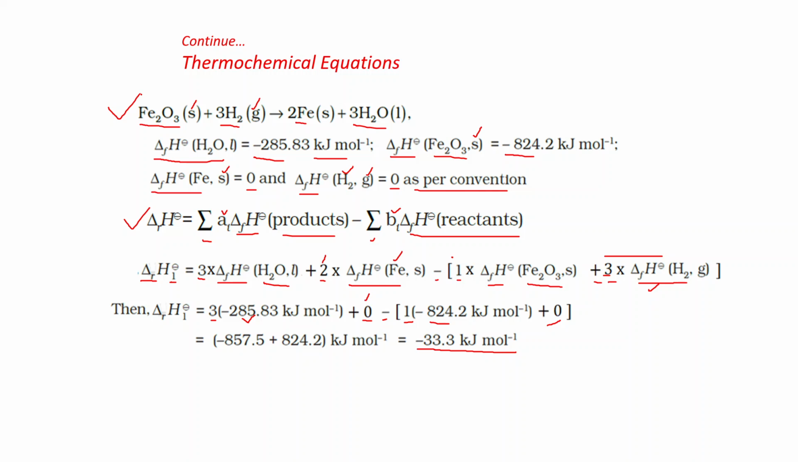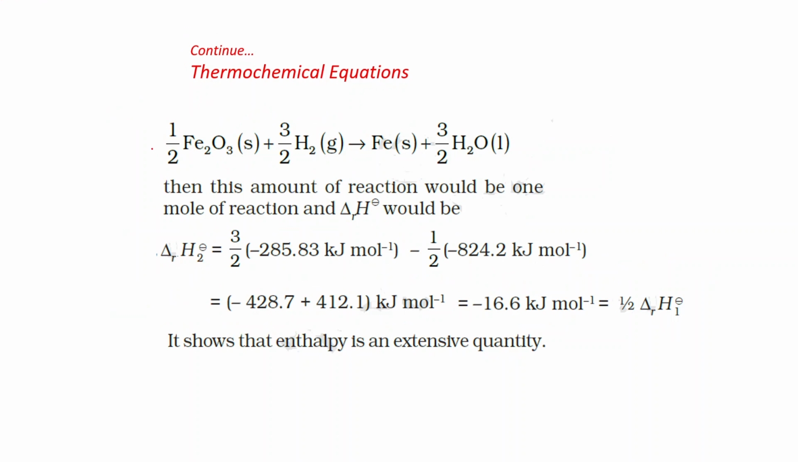Now, if this equation is divided by 2, that is, each stoichiometric coefficient is multiplied by half, then we will get this equation: half Fe2O3 solid plus 3 by 2 H2 gas converting into Fe plus 3 by 2 H2O. Then this amount of reaction would be 1 mole of reaction, and the standard enthalpy of reaction would be for this reaction. Now we are mentioning it as 2.